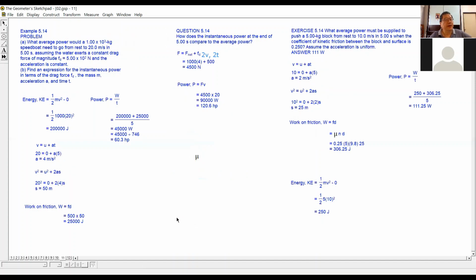Oh, this one is a boat. This one involves the kinematics. You read this and you go through the working. The working is like that. Let's say we divide it into this.